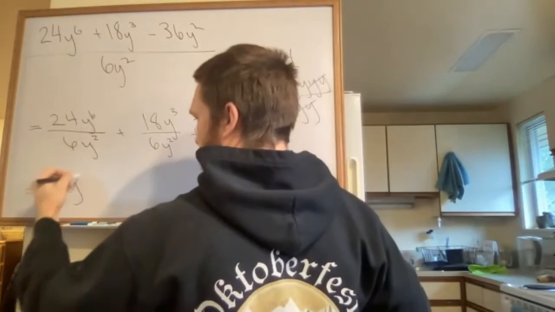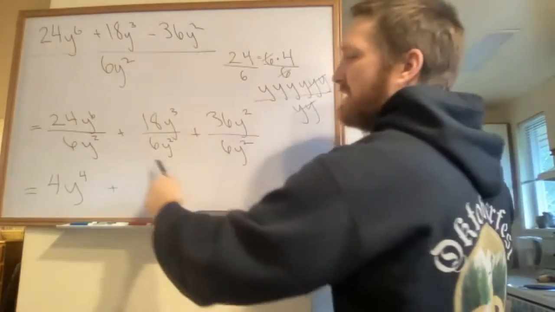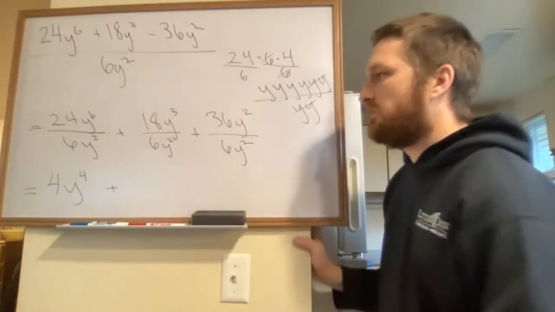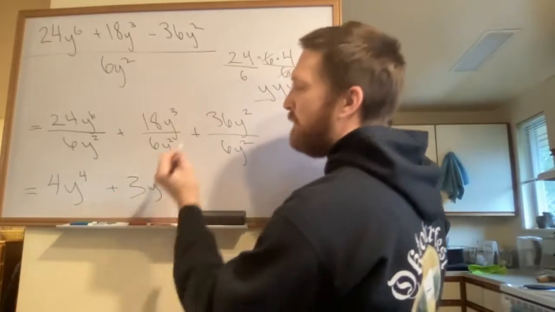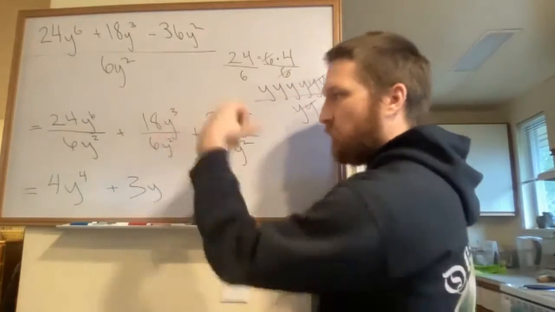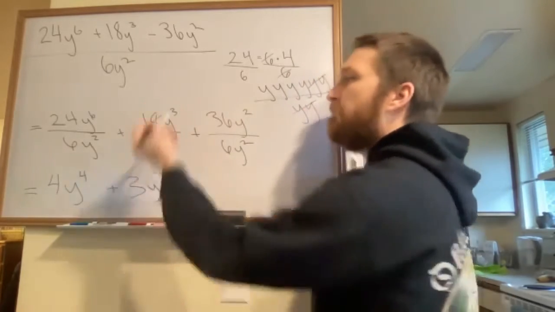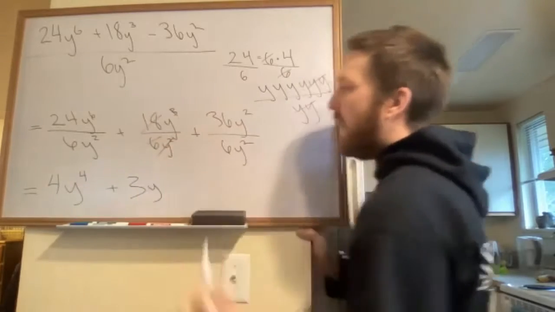All right, using the same reasoning, what does this guy come out to be? 3y. Right? Because as I'm looking at this, 18 divided by 6 is 3. So get those out of there and write 3. 3 y's on the top, 2 y's on the bottom leaves me with 1 y.